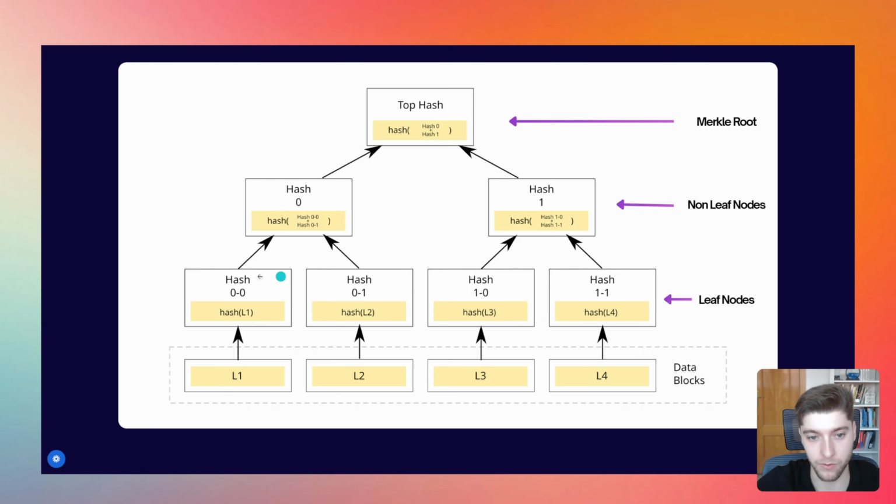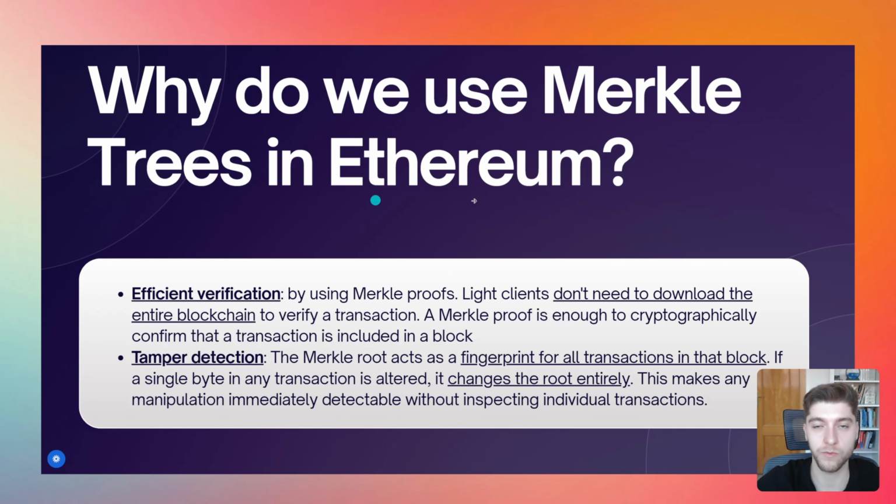These nodes in the bottom are what are called leaf nodes. These ones between the leaf nodes and the Merkle root are called the non-leaf nodes. And the top hash, which contains the hash of every single node within that Merkle tree, is called the Merkle root. So why would we want to use Merkle trees in Ethereum specifically?